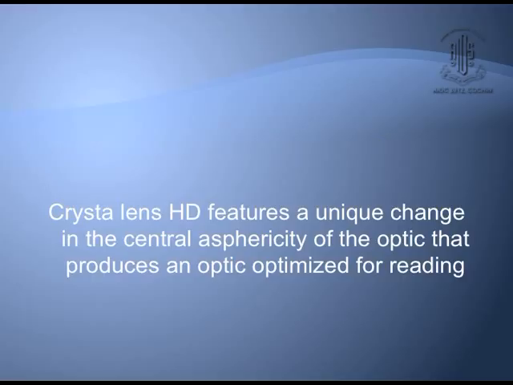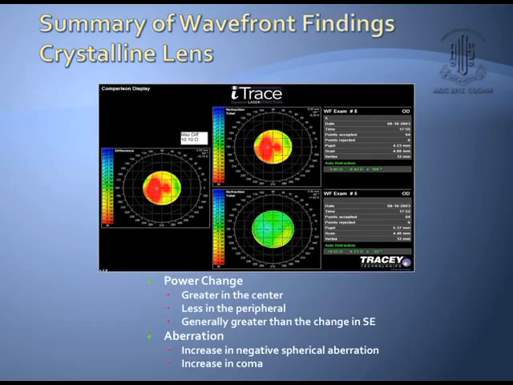It features a unique change in the central asphericity of the optic that produces an optic optimized for reading. This is the aberrometric evaluation for distance, and you see that there is increasing near power in the central area only. This is for distance, and for the periphery it is almost the same, but there is much increase in the near power in the central area.